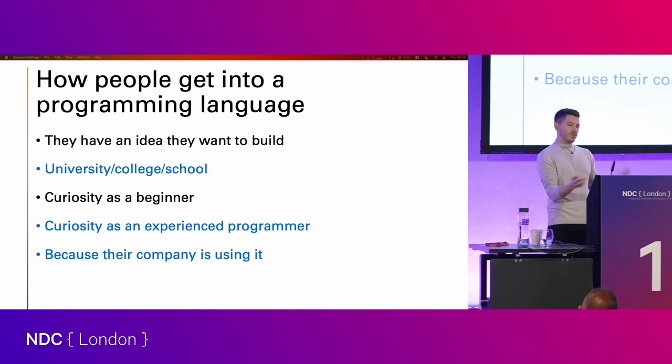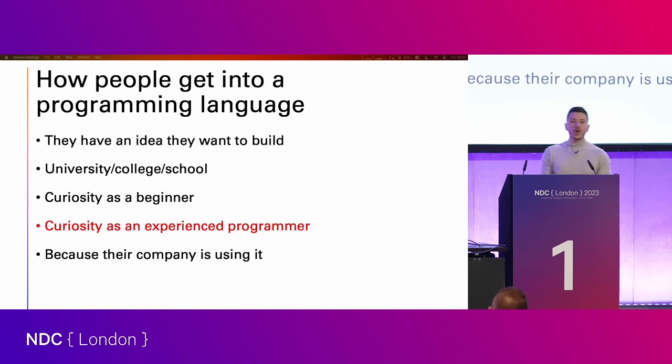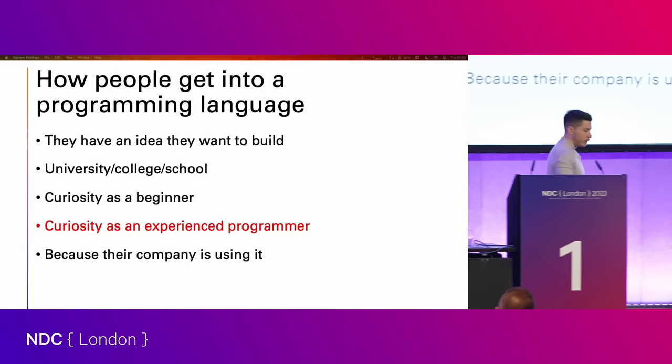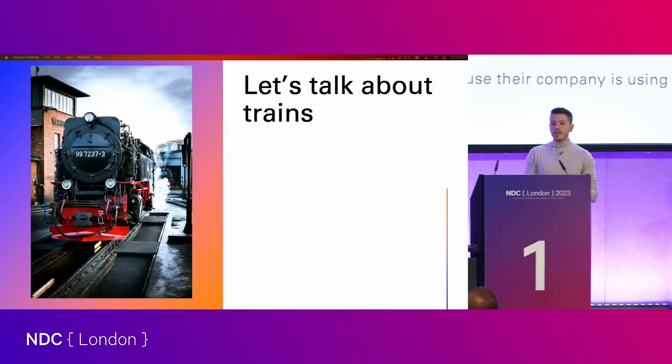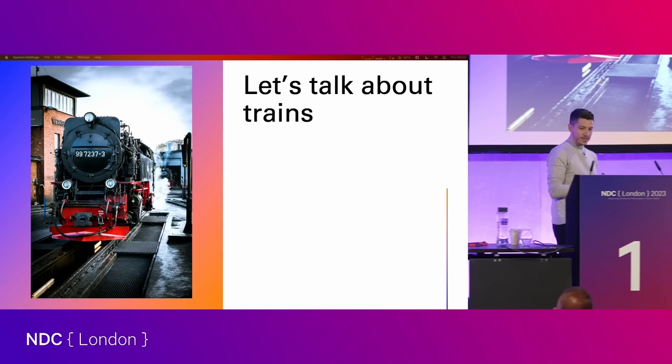Now, here's the thing about this. Only this one is one that we can sort of control with C#, because universities change what they teach, schools or colleges, and companies migrate from Java to Node to maybe C# to Rust eventually to whatever they want. So let's keep that in mind and talk about trains. And you know how the Lego thing actually worked? This one won't. This is just completely random. It's not gonna happen. So how do trains work?